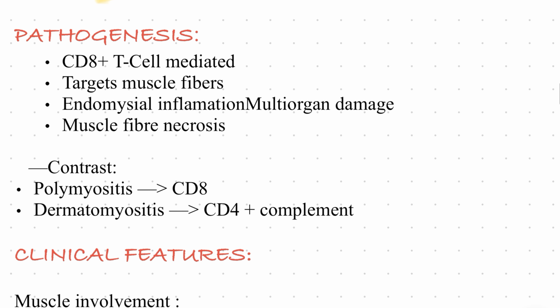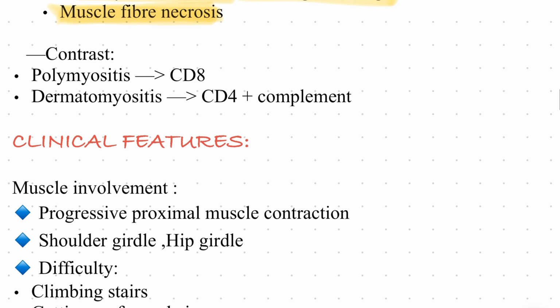Then coming to pathogenesis, CD8 plus T cells mediated attack targets muscle fibers, which leads to endomysial inflammation leading to multi-organ damage. Then at last it goes to muscle fiber necrosis. Why I am stressing endomysial inflammation, multi-organ damage and muscle fiber necrosis is you'll come to know in the investigation part. Then coming to the differential diagnoses, there are many DDs for this myositis syndrome.